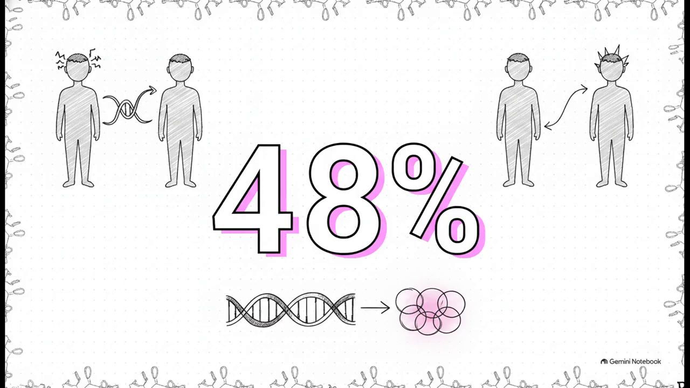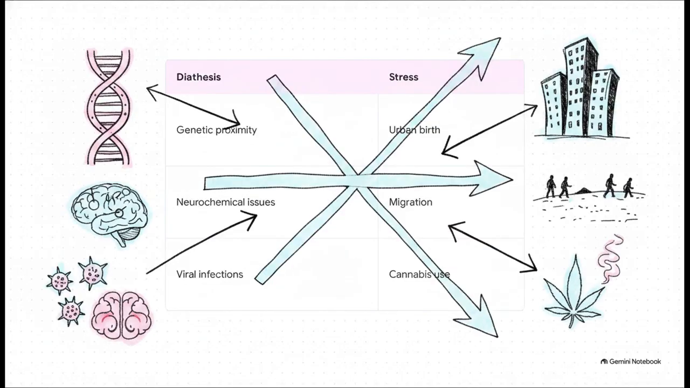Compare that to just 17% in dizygotic or fraternal twins. This proves a massive, undeniable genetic link. The closer you are genetically to an affected relative, the higher your risk. But genetics aren't destiny, which brings us to the diathesis stress model. There are 4 core pillars to how the disorder develops.